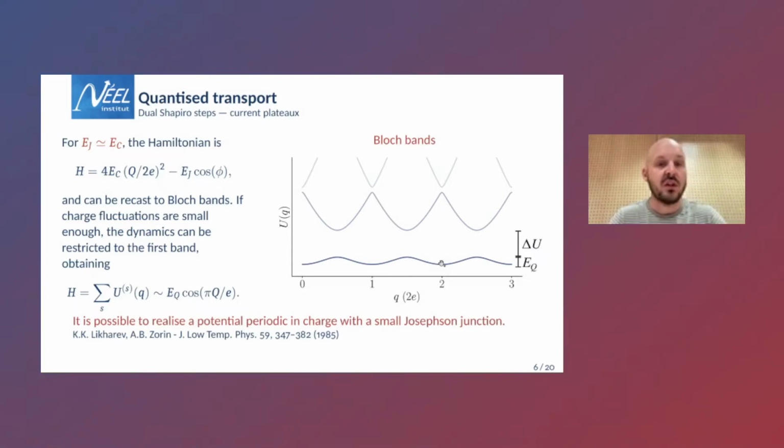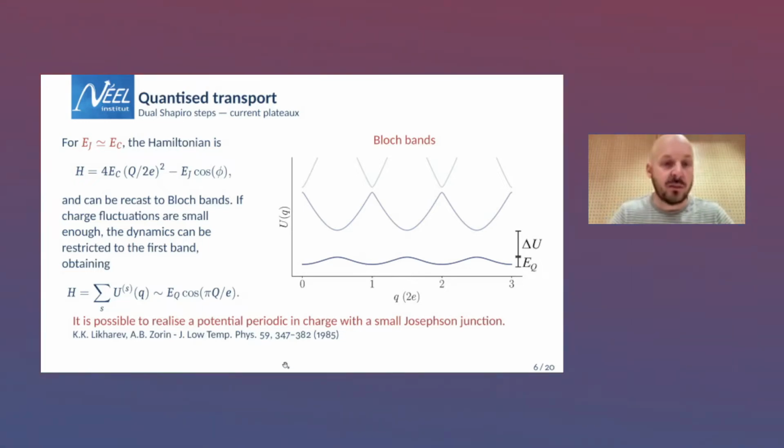So for this, you need to minimize charge fluctuations and make sure that whenever you have an effective charge particle, it stays here and doesn't go there. This is actually very challenging experimentally, and I will explain how to do this. Just for the sake of definition, what I will call EQ in the following is the width of the first Bloch band, and what I will call delta U is the separation between the first Bloch band and the second Bloch band. So basically, you want to avoid Landau-Zener tunneling.